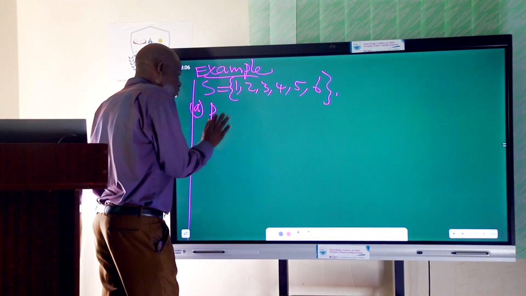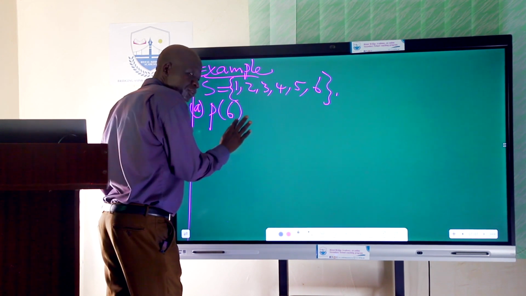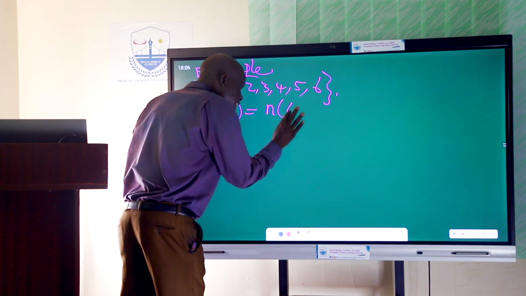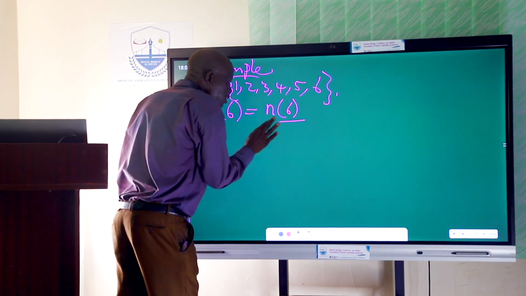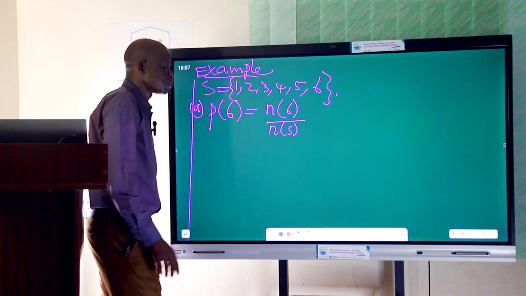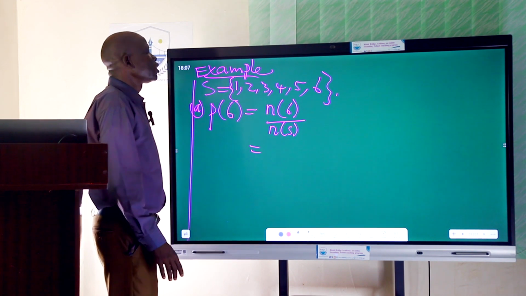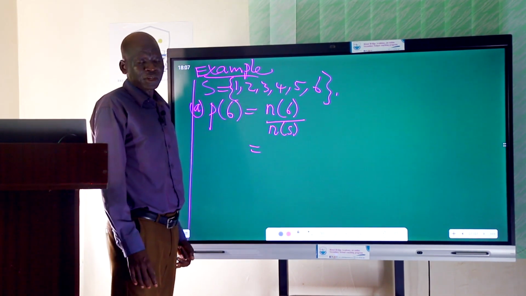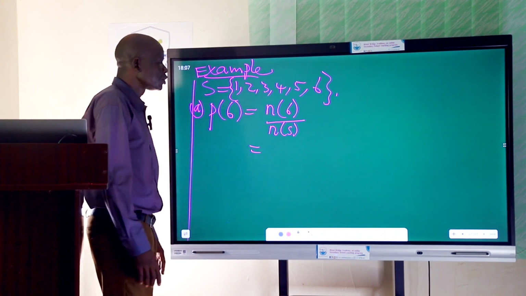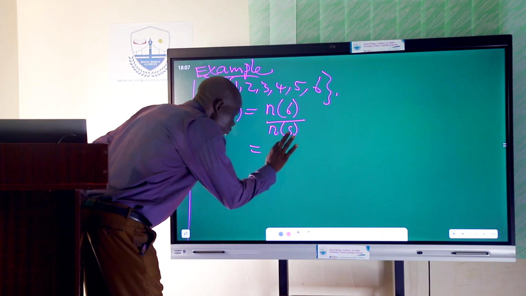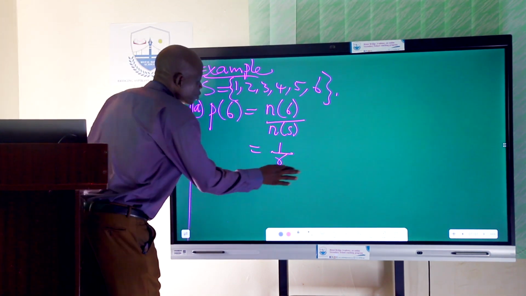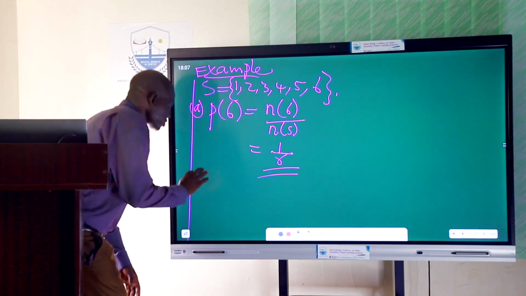So, the probability of getting a 6 will be obtained by the number of 6s which are there over the number of sample space S. In this case, we look at how many 6s we have there. We can say that there is only one 6. So the event is 1. So the probability of getting a 6 is 1 out of the sample space, which is 6. So the answer will be 1 over 6.